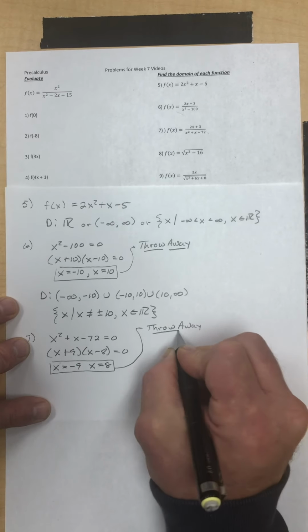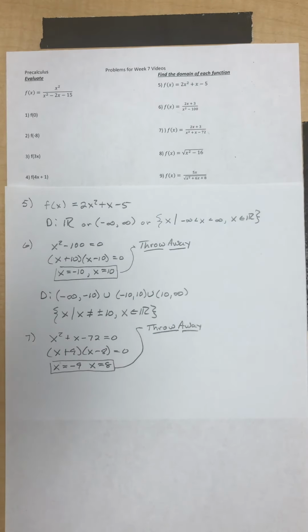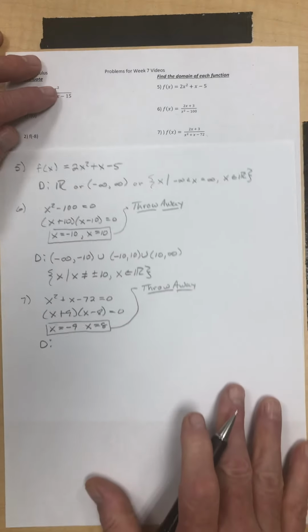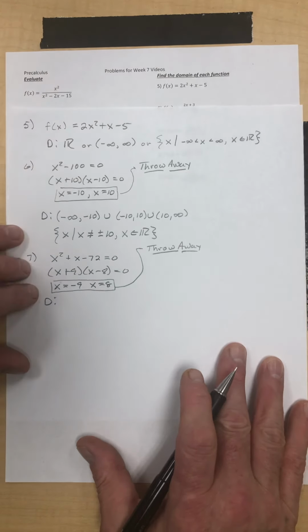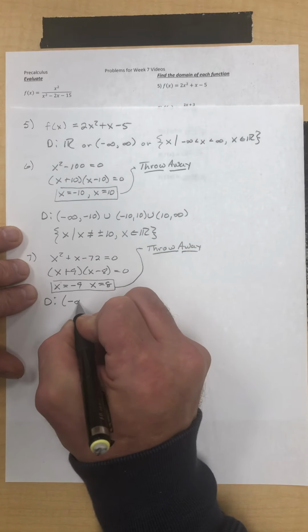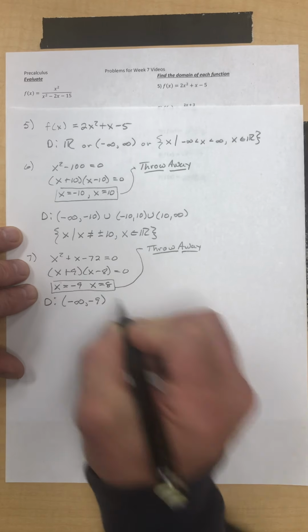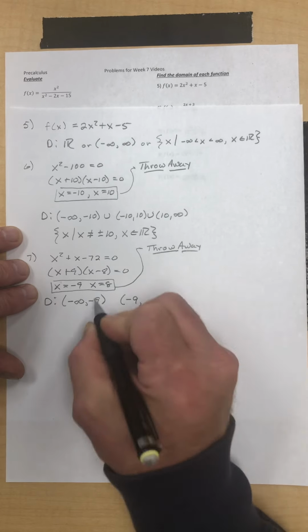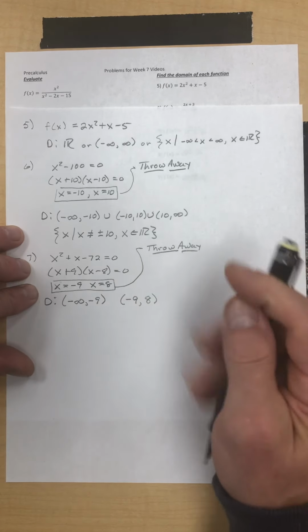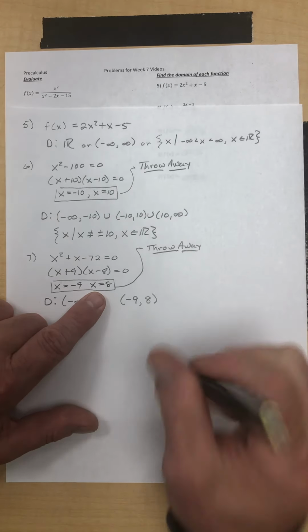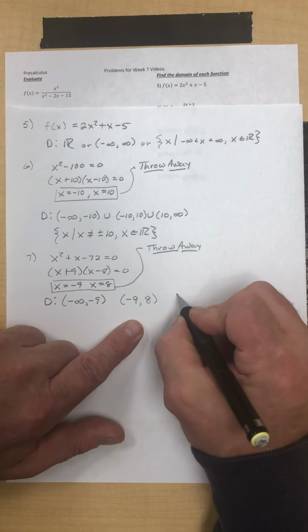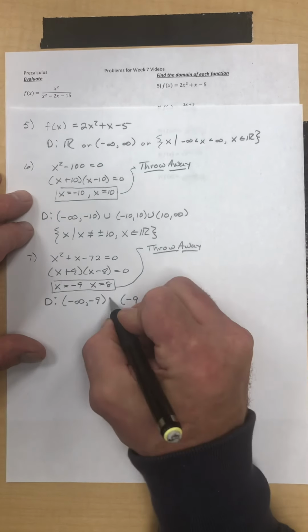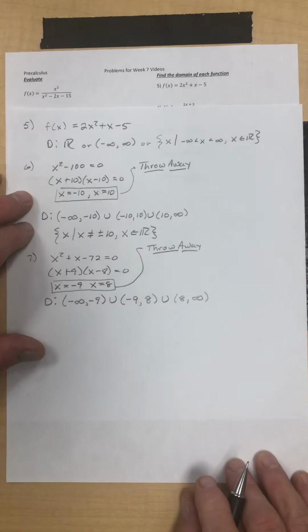Other than those 2 values, anything else will work. So our domain, let's move this up. Our domain, if I do it in interval notation, we go from negative infinity up to -9, but we're not going to include -9. Then we'd start again at -9, not including it, and move all the way to 8. And we don't include 8, so that's why I have a parenthesis. And then we start back up at 8, and we go all the way to positive infinity. And so we union those guys together, like that.